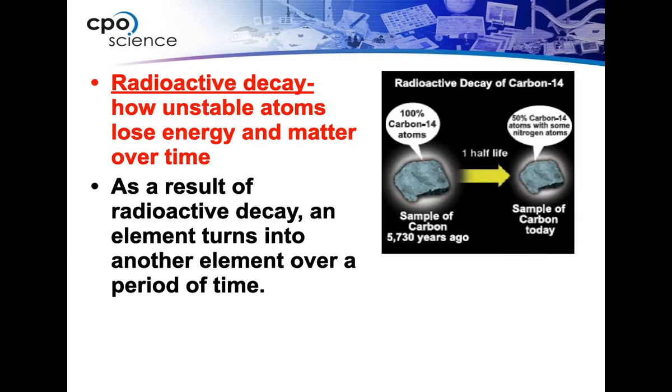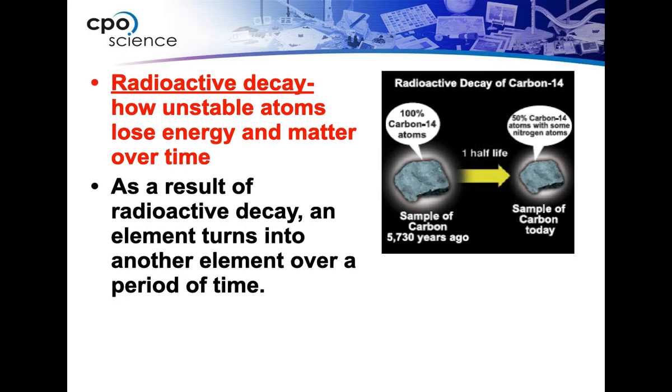So what do they do? How do they do this? Now, I'm going to try to give you the simplified version, but it is pretty complicated when you think about it, but we're going to try to keep it simple. So rocks change over time. Some rocks do. What scientists do is measure how much some of these rocks change. The more they change, the older they are. The less they change, the younger they are. What we use specifically is something called radioactive decay, how unstable atoms lose energy and matter over time.